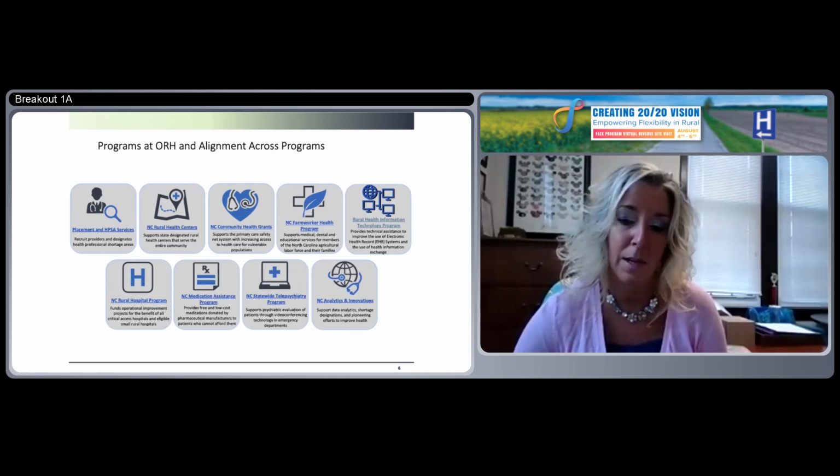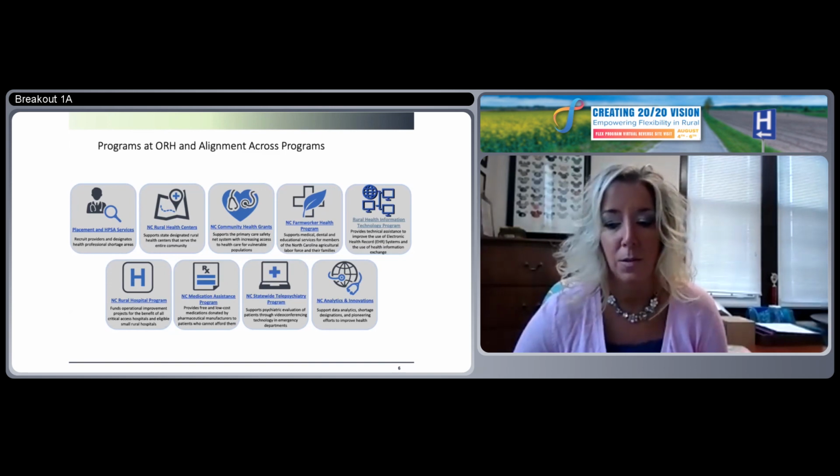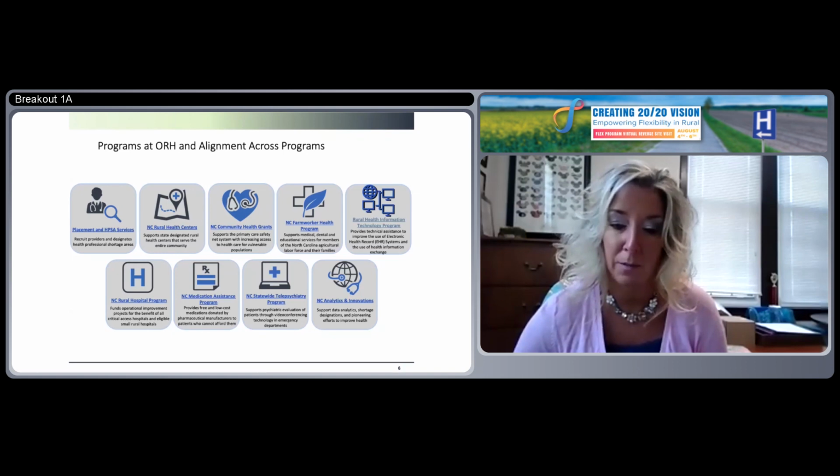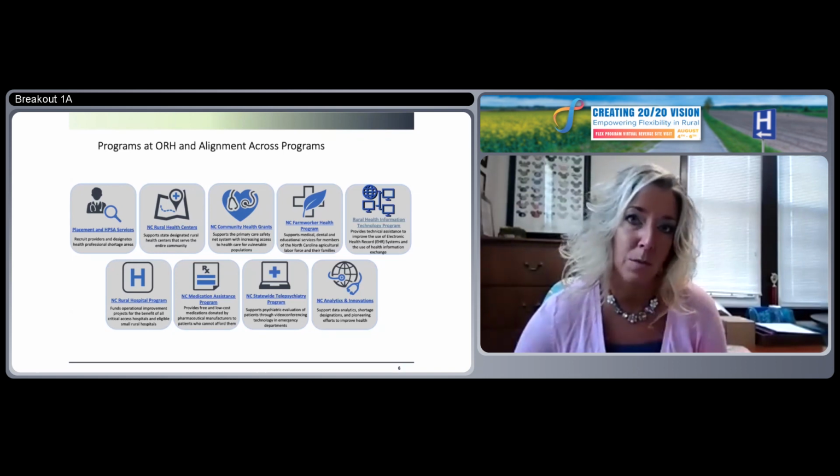We have our rural health information and technology team and our analytics and innovations team. Those two teams help with utilizing ER data and also electronic health records, and they work on special assignments. Right now we have a big community health worker initiative that is growing and being developed, and we've done a lot of mental health first aid. And then we do recruitment services and placement services.